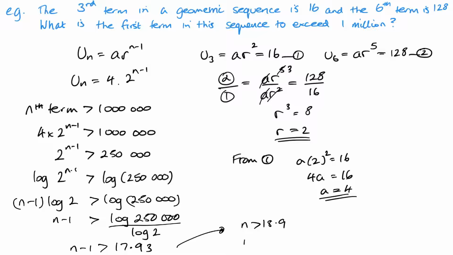So that means it's the 19th term is the one where this is going to first exceed 1 million. So the 19th term is the first term. If you substitute 19 in for n in our nth term here, you'll get just over 1 million. And if you substitute 18 in, check the one before, you should get 500 and something thousand. Okay, and that's it. Nothing too difficult about this, hopefully.